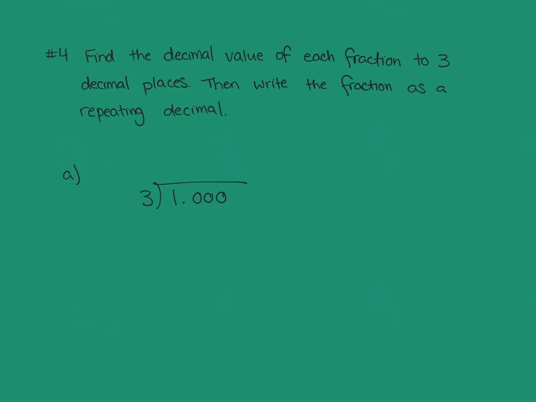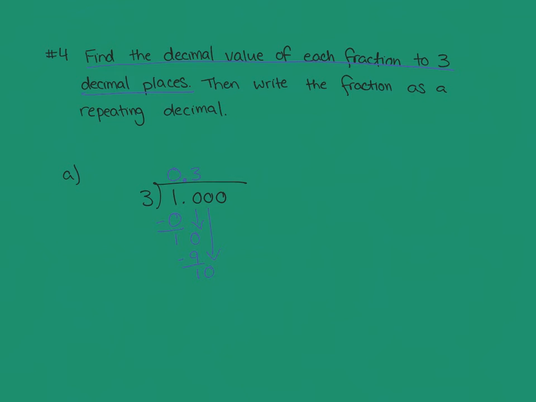Question 4 asks us to find the decimal value of each fraction to 3 decimal places. This is why we have 3 zeros after the decimal, because we're just going to 3 decimal places. Now we'll do our long division. So 3 goes into 1, 0 times. 3 times 0 is 0, take away equals 1. We'll bring the decimal up and bring down the 0. 3 goes into 10 3 times, which gives us 9. And when you take it away, it gives you 1 left over.